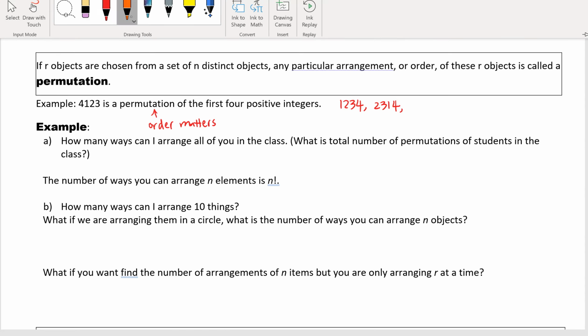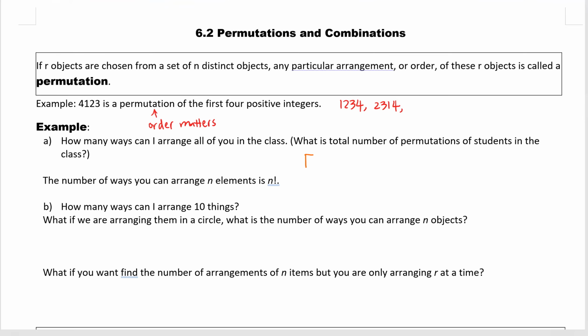So we want to arrange n objects, so it's like we have n boxes. For the first box, how many choices are there? There are n choices. And then for the second box, how many choices are left? We already picked 1, so we have n minus 1 choices. And the next one, n minus 2, until we have 2 choices, and then we're only left with 1 choice. So that's why the total number of ways we can arrange n elements is n factorial.